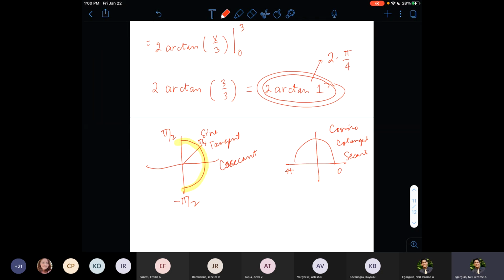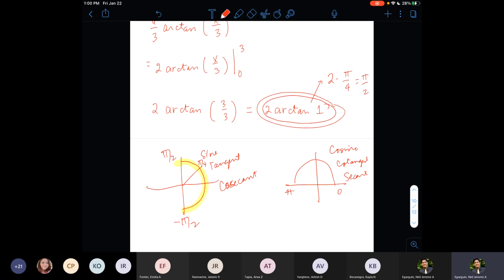So 2 times pi over 4, that's going to be pi over 2. And then what remains to be done to get the definite integral is to plug in 0. So if you plug in 0, you get arctangent of 0. So again, the question is, what angle on this side of the unit circle will give us tangent equal to 0? Or when does tangent equal 0? That will be when the angle is equal to 0, right? So I guess the answer here is pi over 2.